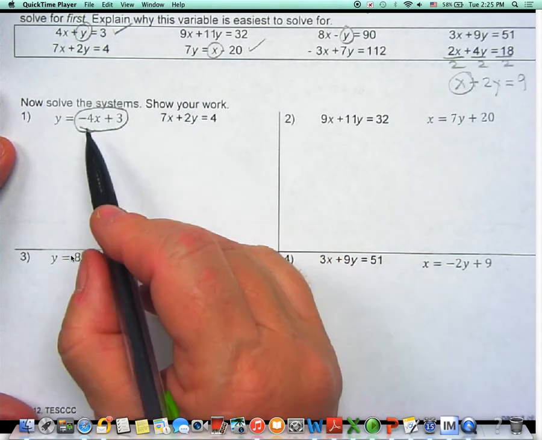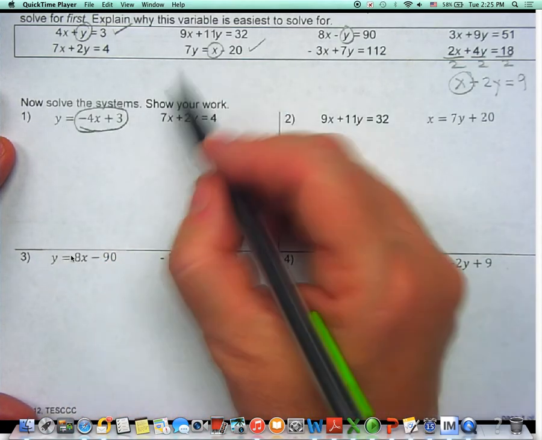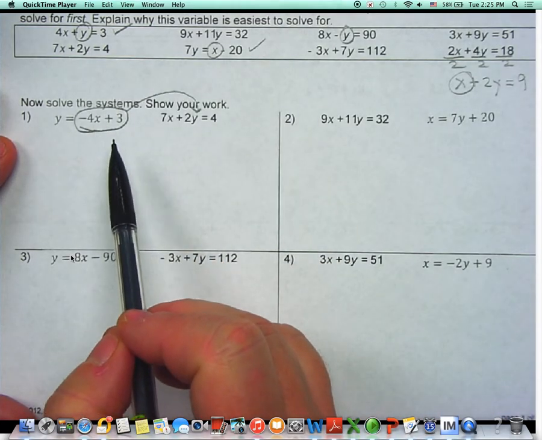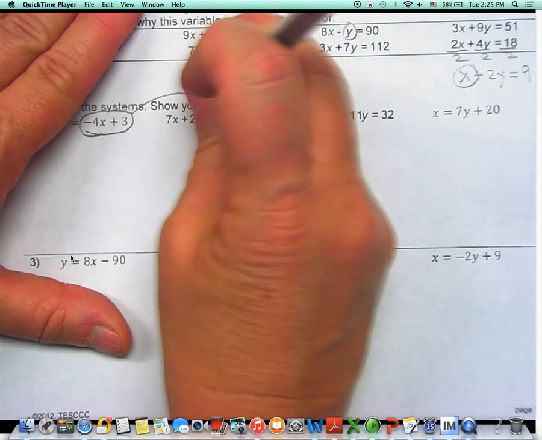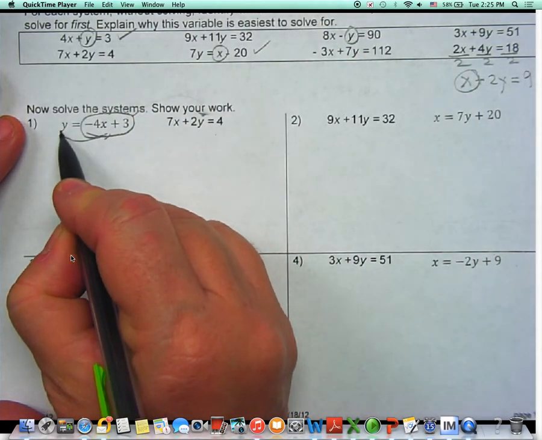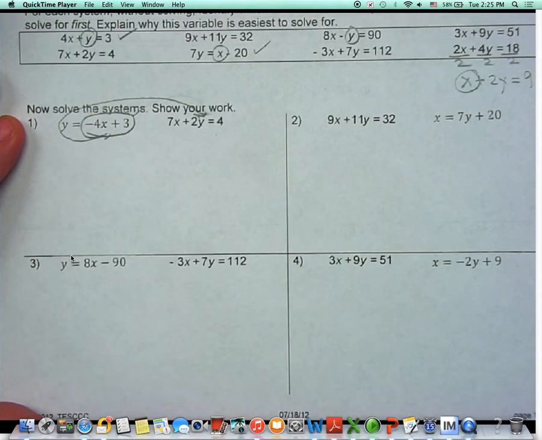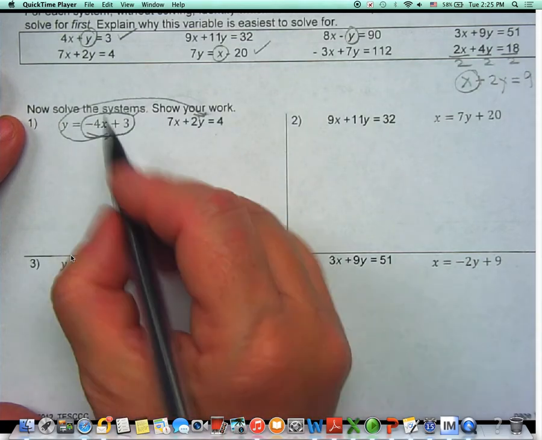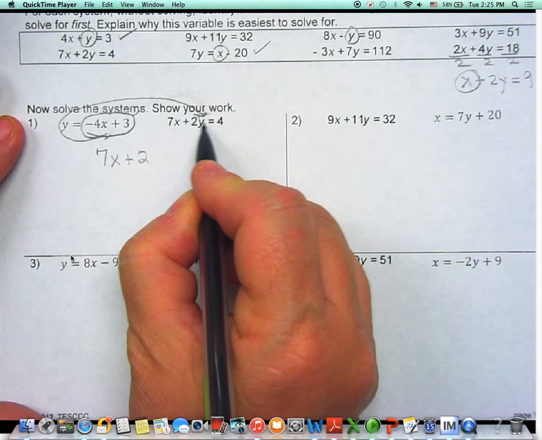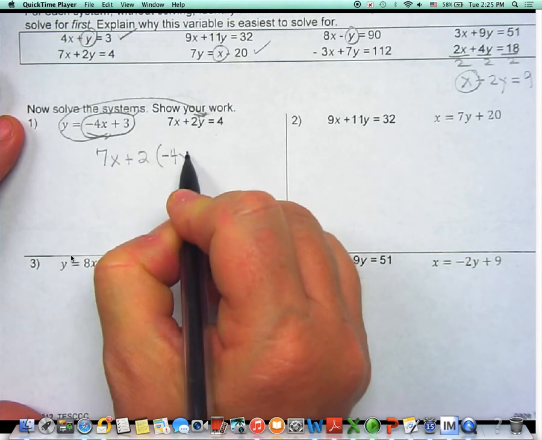What is it equal to? Y. So we're going to replace the y right here. Another way to think about this is you take this and loop it around so you go through the y to the y. Maybe that helps you remember that you're replacing y with that. So we're going to have 7x plus 2. We're not going to have that y anymore. Instead, we're going to have parentheses negative 4x plus 3.